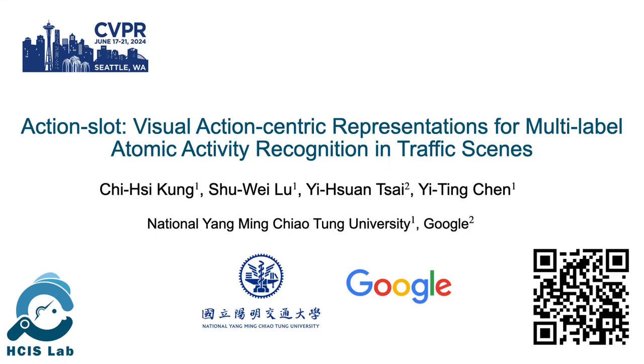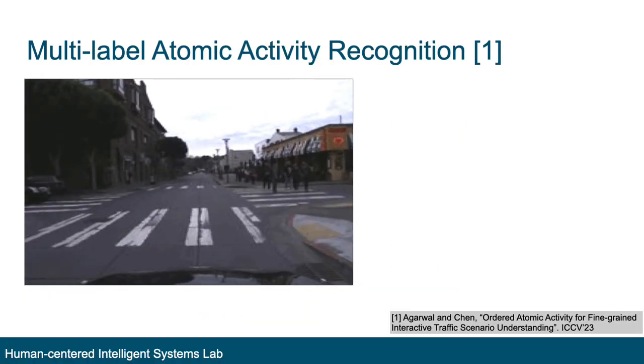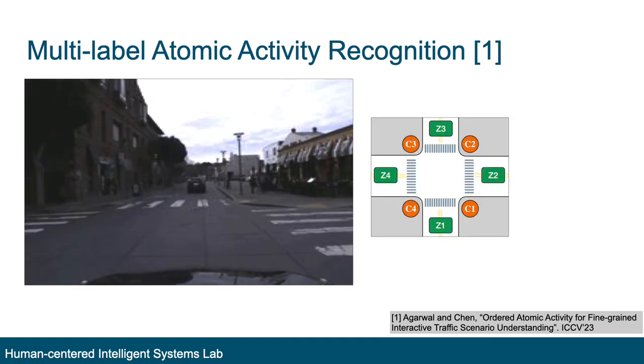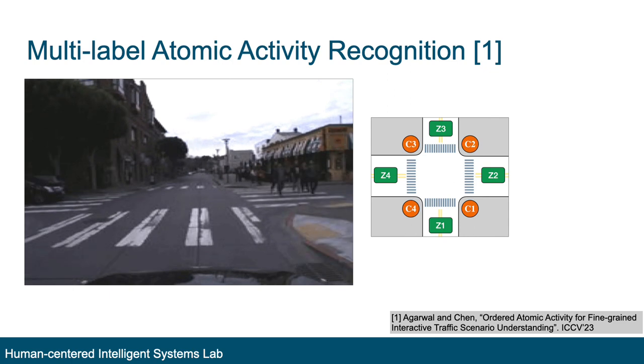We present Action Slot, visual action-centric representations, for multi-label atomic activity recognition in traffic scenes. Atomic activity introduces a description to ground the road topology in action. An intersection can be decomposed into 4 roadways and 4 corners.